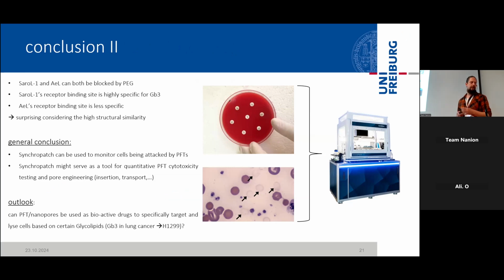Both aerolysin and sarol apparently have a receptor binding site, but for the sarol pore this is much more selective and much more specific than it is for aerolysin. And this is a very interesting thing, which in the end led to the conclusion that maybe we can get some honey from this, right? So we could use the SynchroPatch platform as a tool to characterize these insertions of nanopores into several cell lines. And maybe if we do some molecular engineering, we can understand which part of these pores is actually responsible for the selectivity of the pore.